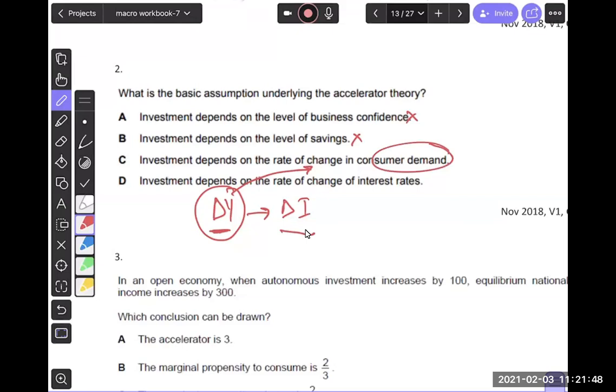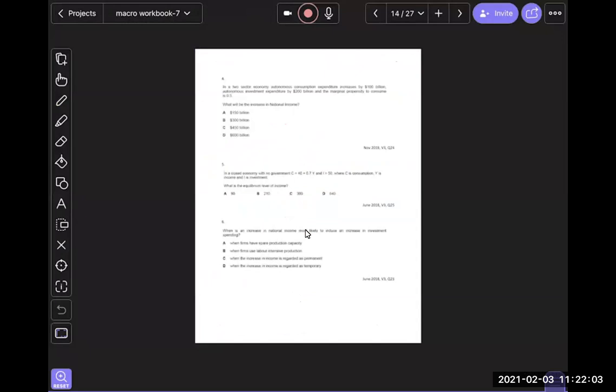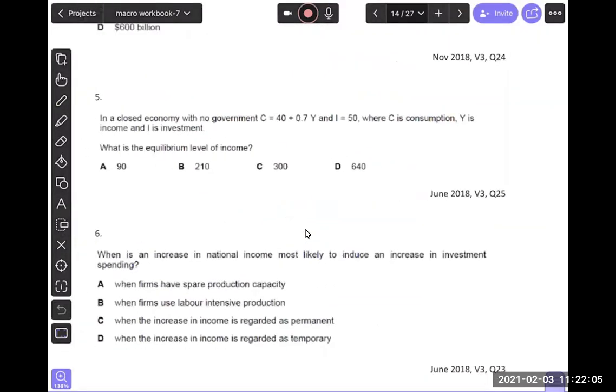Isn't that true? Didn't anybody discuss that? So see, yes, consumer demand goes up, investment goes up. That's the underlying thought, right? Isn't that true? Okay. So let's look at this one. I'm only looking at two sector questions, okay? So that's why I'm skipping some.